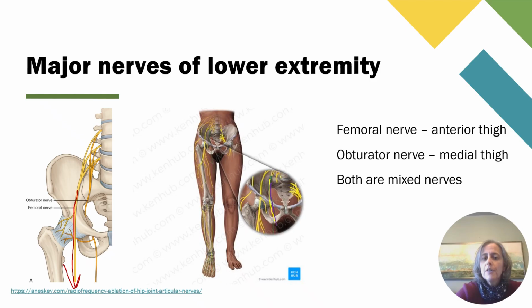So the obturator nerve comes through here, and it comes down here, and it supplies the medial thigh. So the muscles of the medial thigh, of which there are several actually, and the sensation on the inside of the thigh, that medial thigh, are all coming from the obturator nerve.